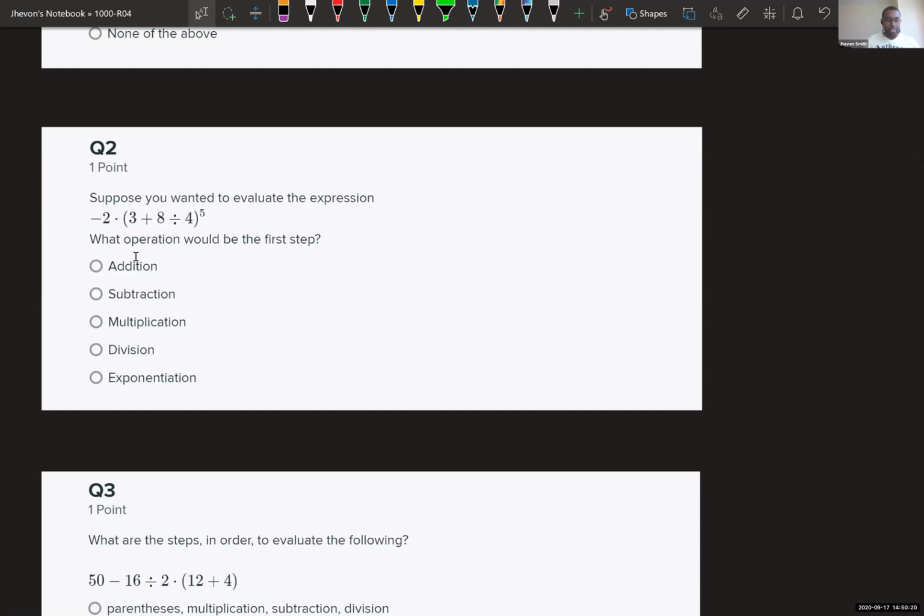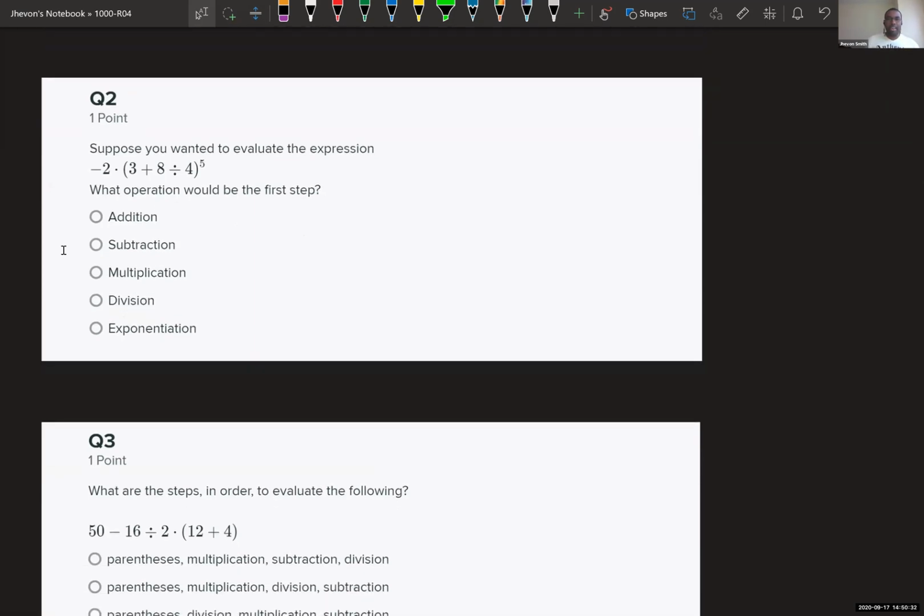Okay, so for the rest, just to make sure that we finish in time, because we have a few problems to get through, I won't be doing any polls anymore, but I'll just take your inputs. You can chime in whenever and let me know. Question 2: suppose we wanted to evaluate this expression. What operation would be the first step?